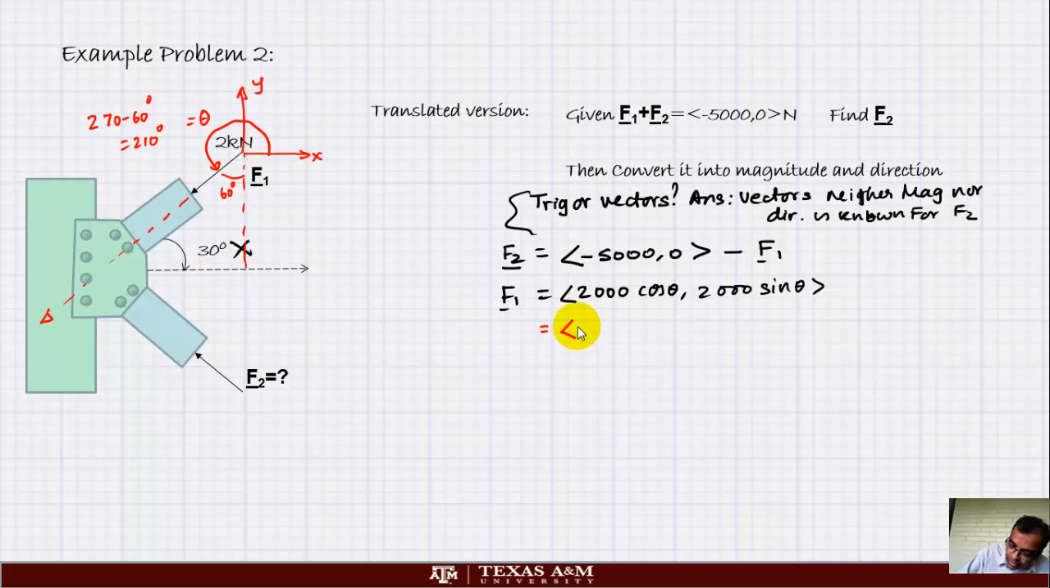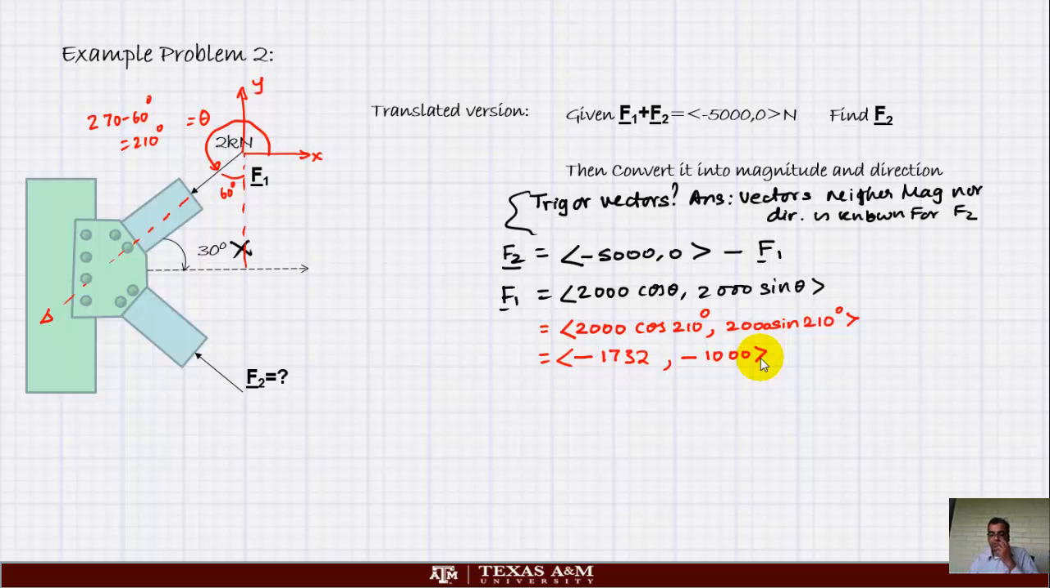So this is the point, that's why I'm writing it in red. 2000 cos 210 degrees, 2000 sin 210 degrees, which turns out to be, I'm going to do the calculation right here, 2000 times cos 210 equals minus 1732. 2000 times sin 210 equals, sorry, let me do this right, it's minus 1000 newtons.